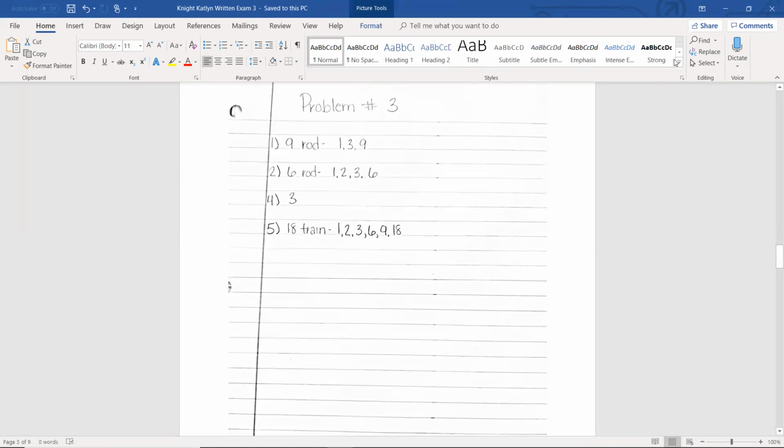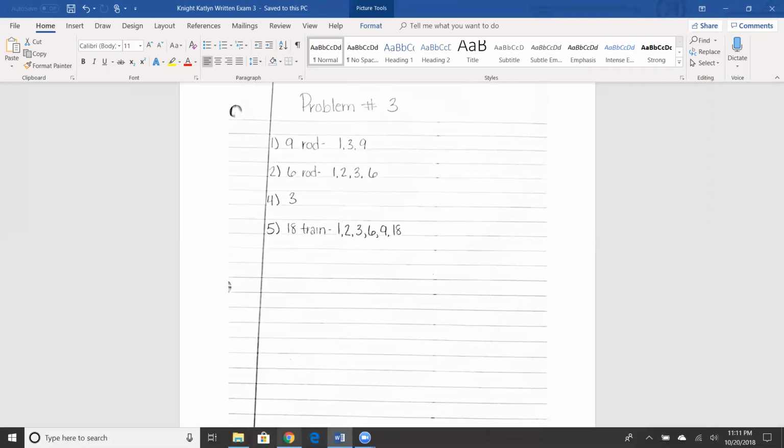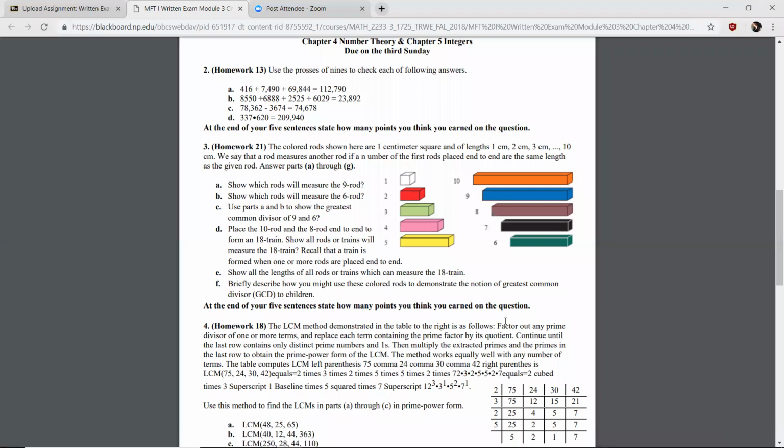So this can be used to find greatest common denominator really easily because we can visually see what can fit into what. Like we can see that 2 will not fit into 9 because if we line up 2 cubes with a 9, we'll have 1 extra 2 or 1 less 2 than we should have.